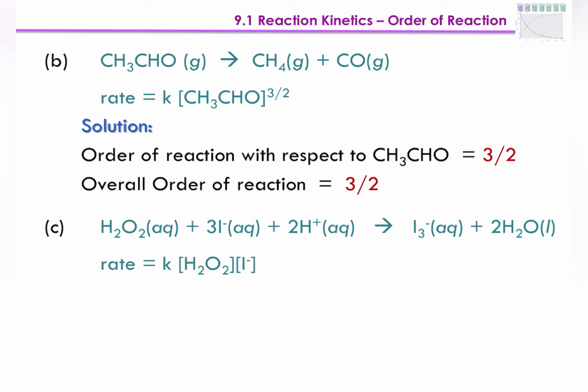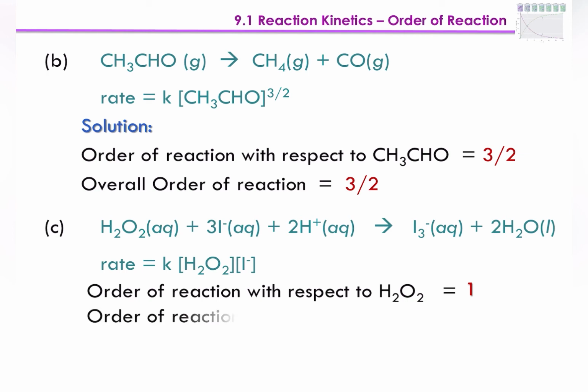I got another expression for question C. As you see here, my rate law expression is this one. So how do you determine the order of reaction with respect to H2O2? You see here, if there is no number, it means the power is 1. So the order of reaction with respect to H2O2 is 1. The next one, the order of reaction with respect to I minus, also 1.